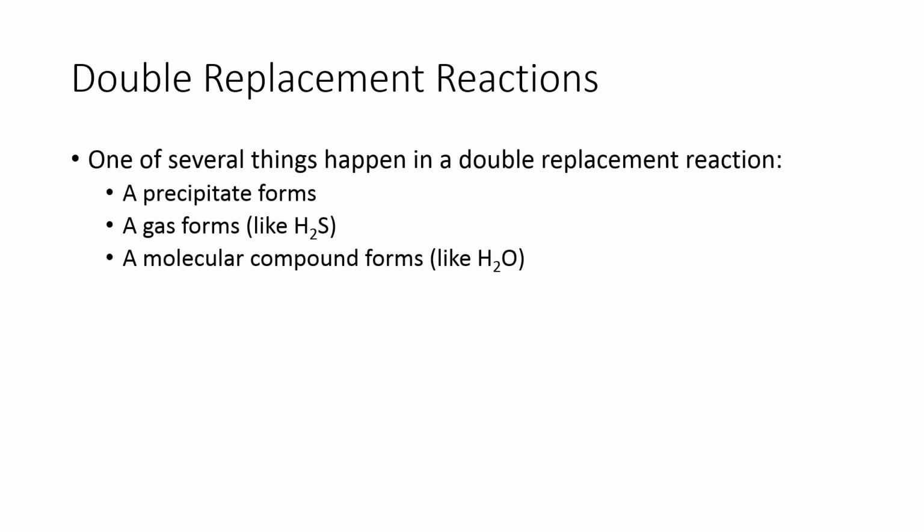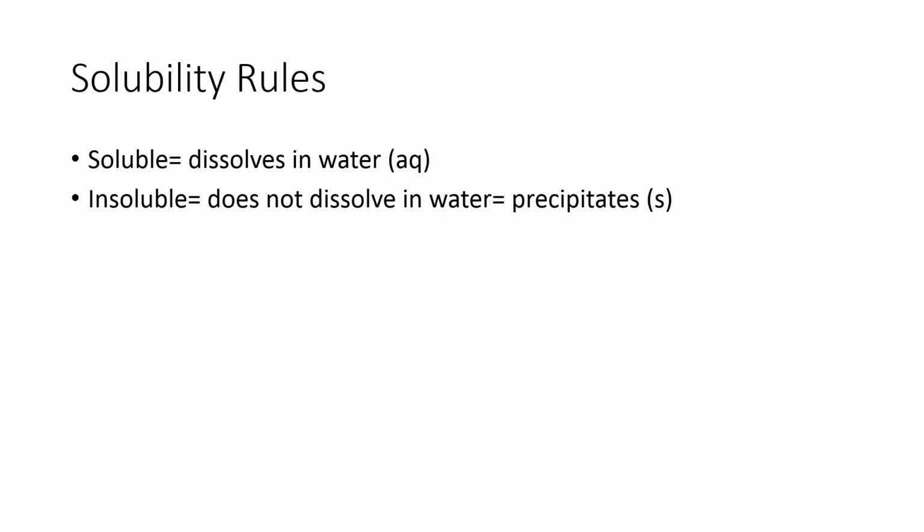One thing to know, since we mentioned precipitates, if a precipitate forms, remember that means it is not soluble, so it becomes a solid. Looking at your solubility rules, remember if something is soluble, it is going to dissolve in water. So it has that physical state of aqueous. If something is insoluble, it will not dissolve in water. So it is going to precipitate, and it has the designation of S for solid.